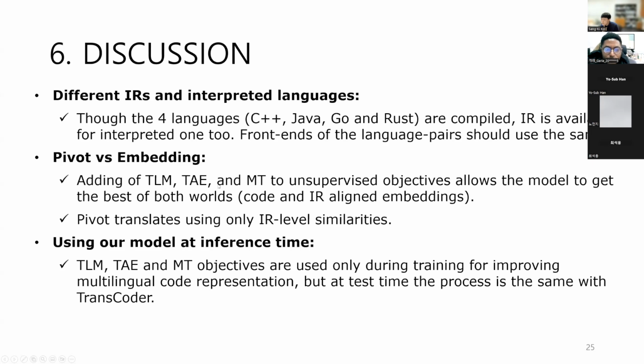So these issues are the main achievements of this paper. But when we see the prediction stage of this model, these three objectives are not required during inference. TLM, TAE, and MT objectives are not required during testing. We take the source code of any programming language as input, and then we yield the translation, with no need of adding IR during testing.